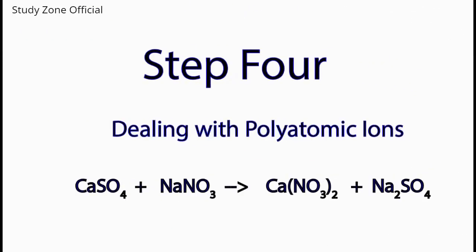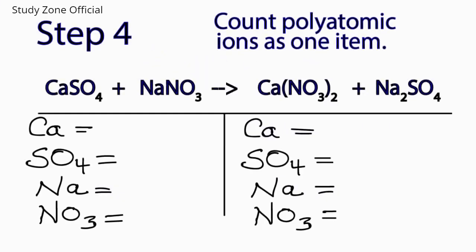Sometimes we'll have equations that look downright scary. Yikes. But if we have a polyatomic ion on both sides, like the SO4 or the NO3, then we can consider that ion to be just one thing. Let's see how that works. So here's the equation, and I've done my accounting below.